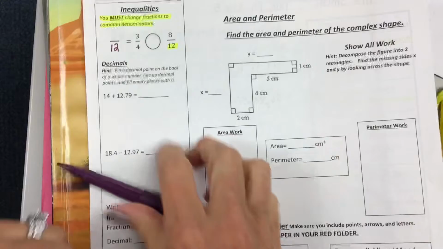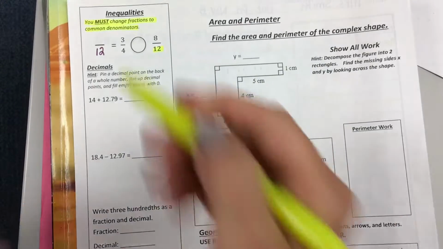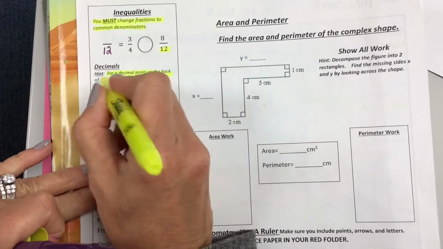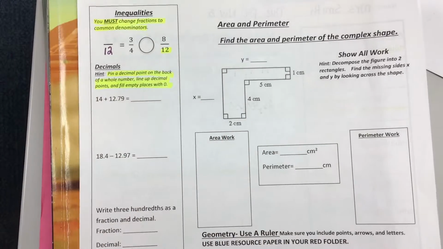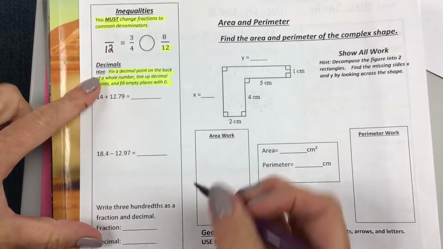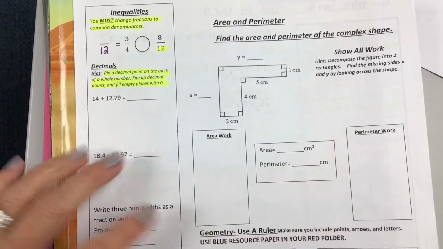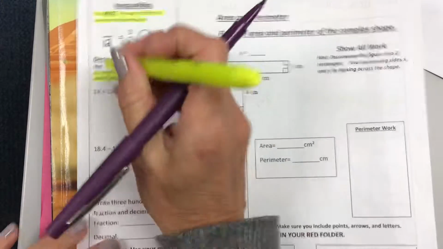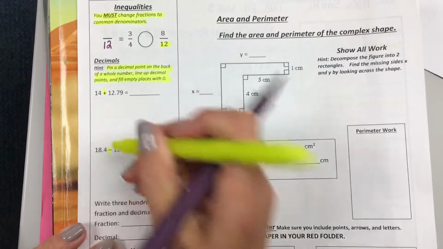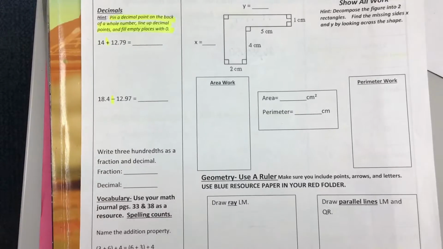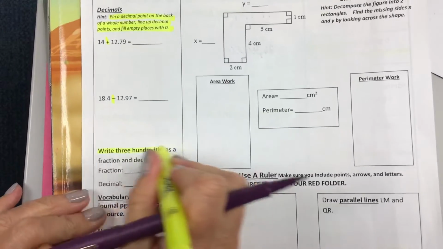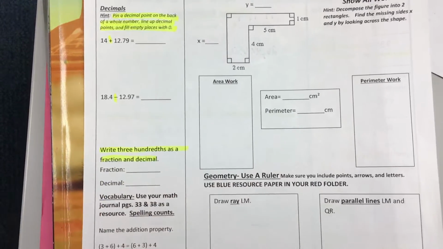Decimals. Here's another little hint. Pin a decimal point on the back of a whole number, line up the decimal points, and fill any empty place values with a 0. Note that the first one is addition and the second one is subtraction. Write 3/100ths as a fraction and a decimal.